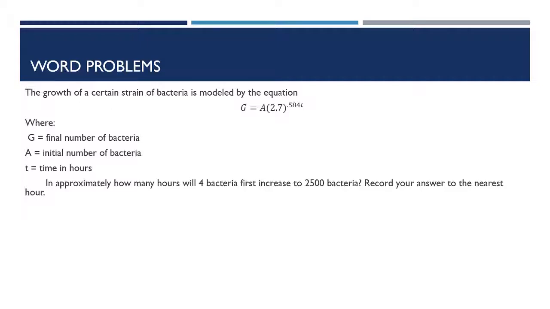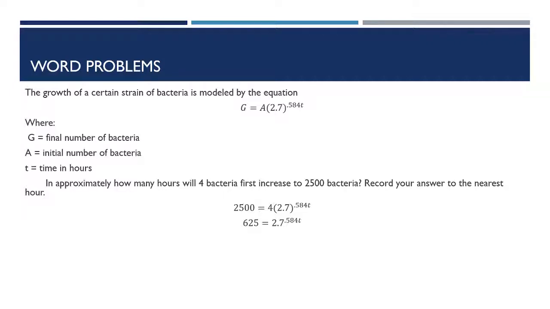From the information in the question, we can substitute the variables with their corresponding numbers. So we know that G is 2,500 and A is 4. We need to solve for T. So our equation would be 2,500 equals 4 times 2.7 raised to the 0.584 times T power, which can be simplified by dividing both sides by 4 to get 625 equals 2.7 to the 0.584 times T power.